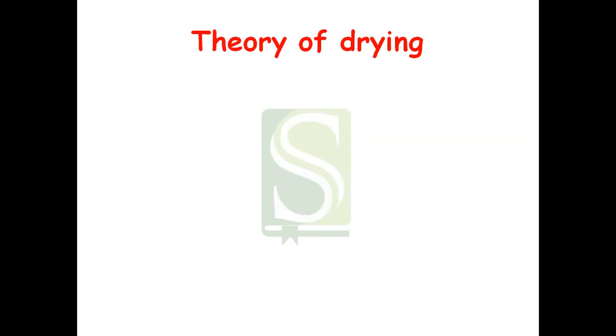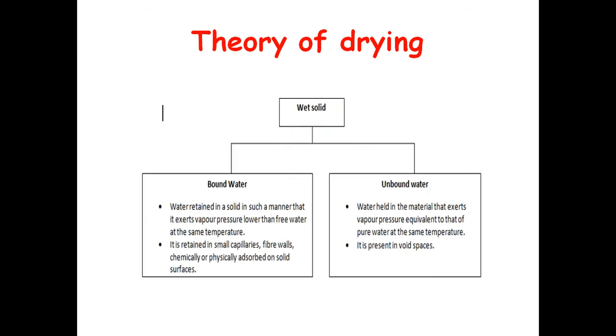Now let us see the theory of drying. In a wet solid mass, water is present as bound water and unbound water. The bound water is the minimum water held by the material that exerts an equilibrium vapor pressure which is less than the pressure exerted by water at the same temperature. It is retained in a solid in such a manner that it exerts vapor pressure which is lower than the free water at the same temperature.